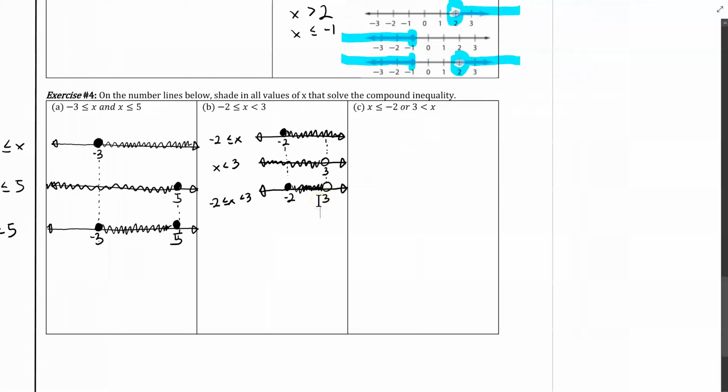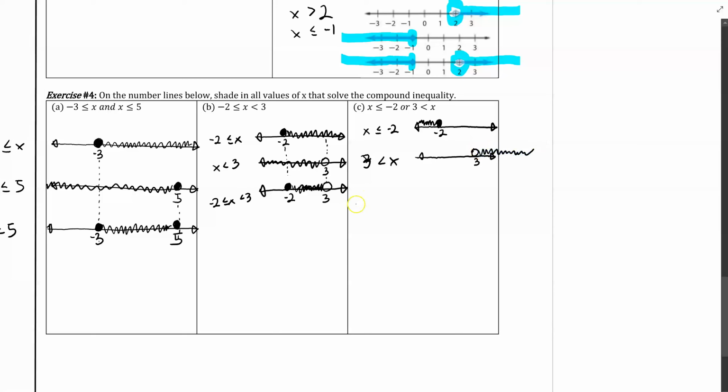And then lastly, we have our OR statement. So x is less than or equal to -2. And these ones do tend to be easier. We'll draw a circle at -2. It will be a filled in circle, and then we want points to the left. We have 3 is less than x. So draw a number line. In this case, at 3, we want an open circle. And then x is bigger than 3, so we'll shade to the right.